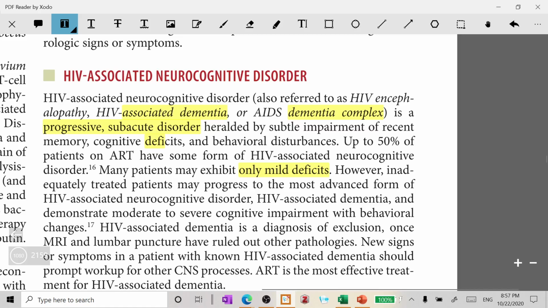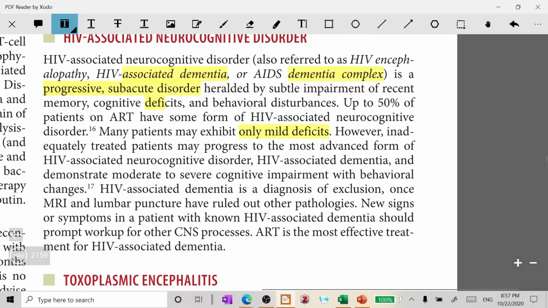Up to 50% of the patients on ART may have some sort of HIV associated neurocognitive disorder. Many patients might exhibit only mild deficits, but inadequately treated patients might have an advanced form of HIV associated neurocognitive dementia, with moderate to severe cognitive impairment and behavioral changes also.